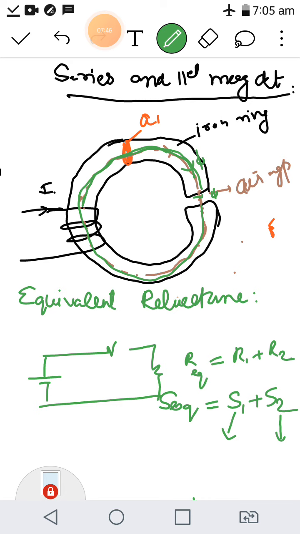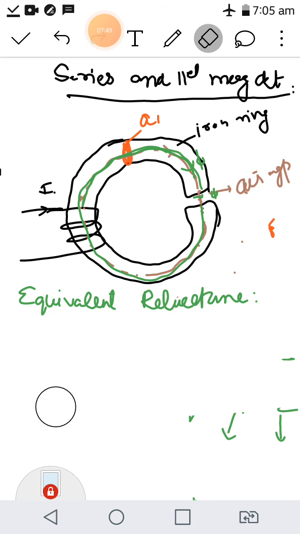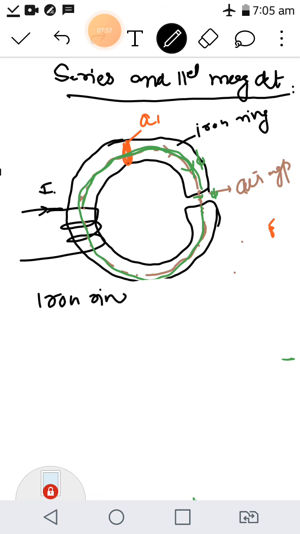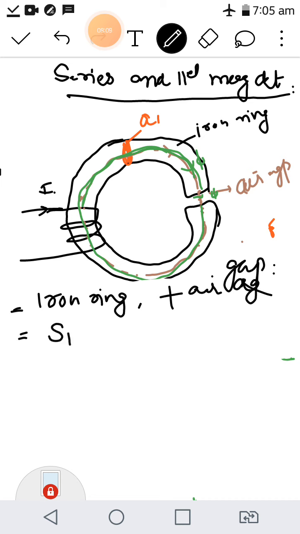Okay, so here you can see that we have two parts for this magnetic circuit. One part is that of the iron ring and another part is that of the air gap. Let the iron ring reluctance be denoted as S1 and the air gap as S2. So how will you calculate S1?